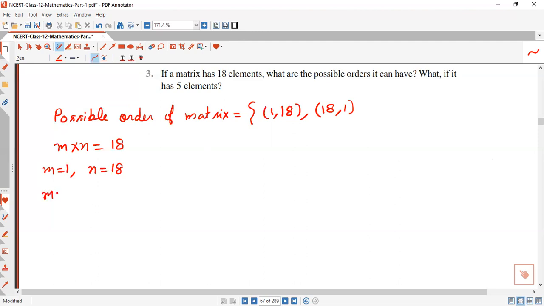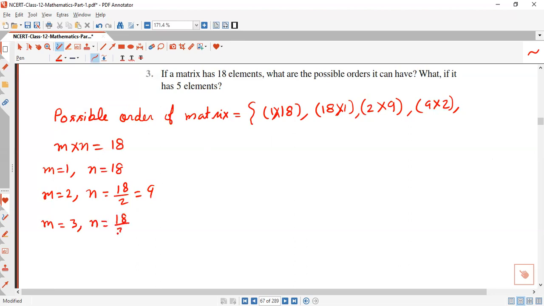Now m equal to 2. 18 by 2 comes out 9, an integer. So 2 by 9 is another order, and 9 by 2 is another order. For m equal to 3, 18 by 3 means 6. So 3 by 6 is one order, and 6 by 3 is another order.